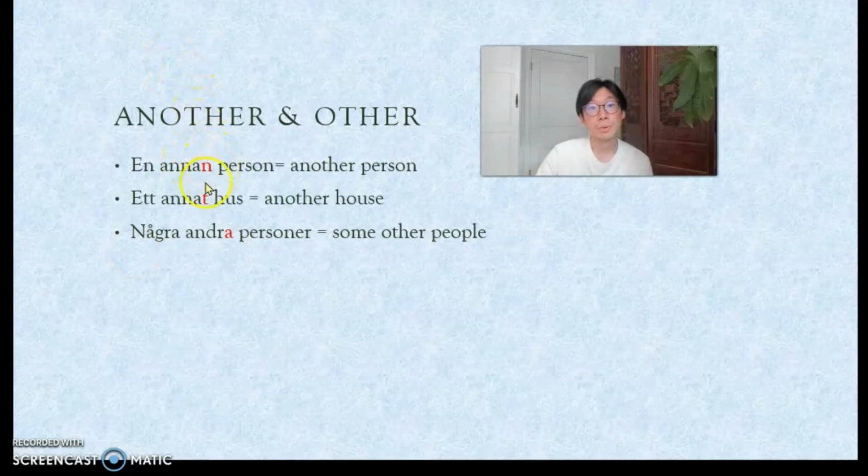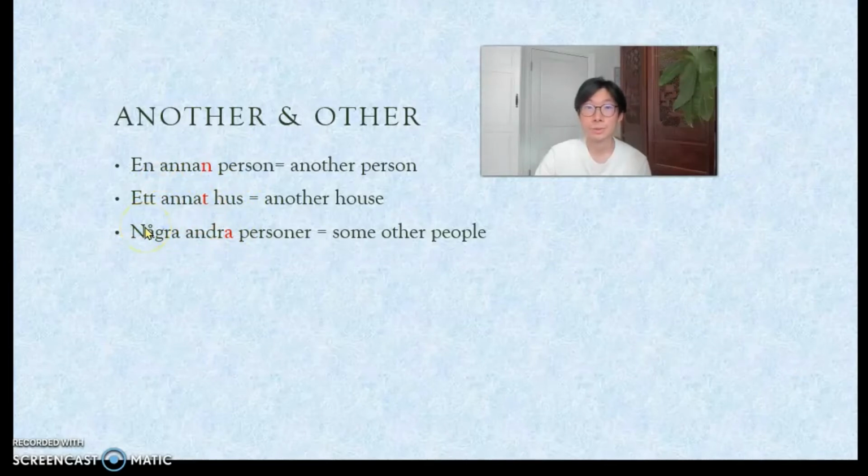Maybe you've already noticed that we use them as if they are adjectives. You see, we have n for en word, t for ett word, a for plural.